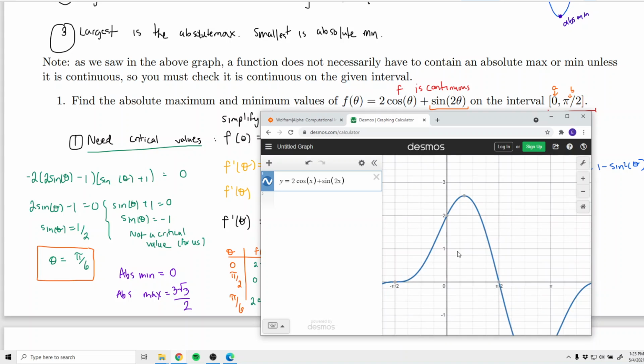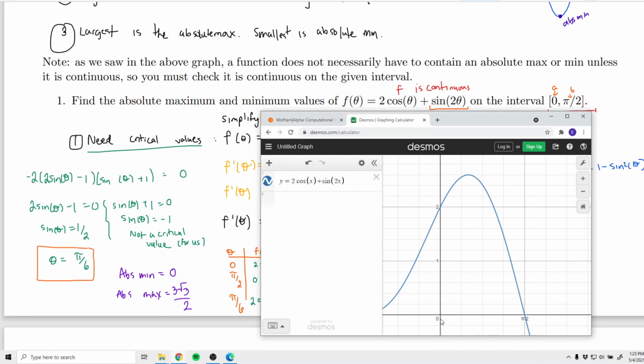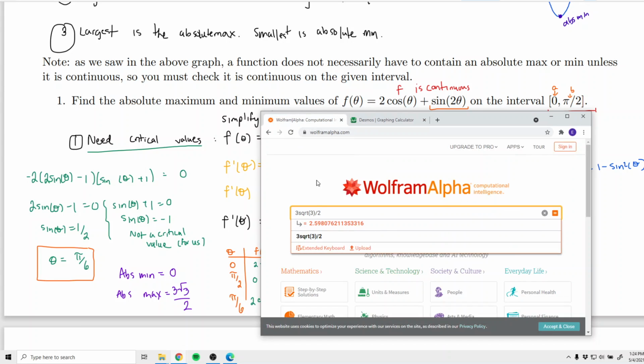What I want to point out is that if I scroll in here, we're looking at the graph only starting from here, so at x equals 0 to x equals pi over 2. I only care about this little section. I don't care about anything else. Well, what we did without graphing this at all was figure out that the largest y value, the absolute maximum, was 3 times square root of 3 over 2. We typed that in already. We know that's about 2.598. You can go back and look here.